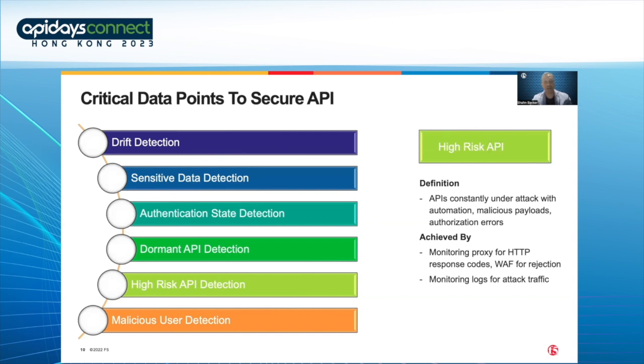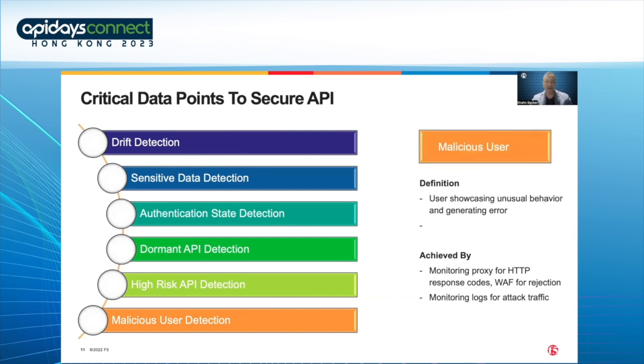Last on our list is intent detection or malicious user detection. This is basically identifying and finding the users who are showing unusual behaviors. Unusual behavior in the form of generating traffic or generating errors. High-risk API detection is about the APIs, and malicious user detection is basically looking into active attacks.